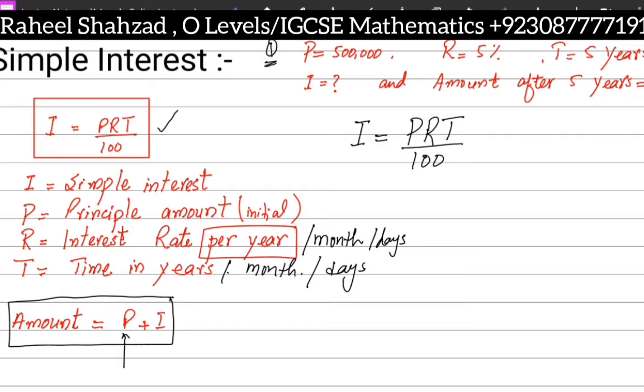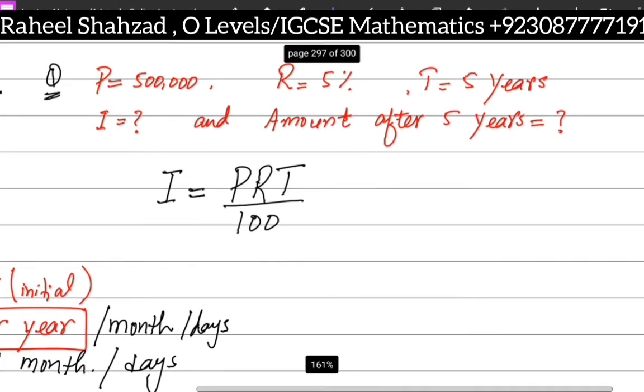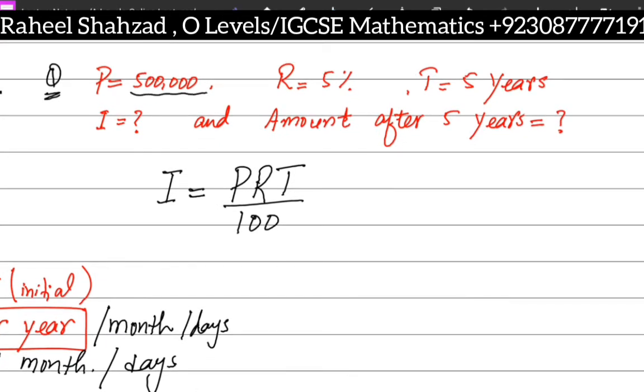Suppose the principal value is 500,000, the interest rate is 5%, and the time is 5 years, and I am asked to calculate the interest. So we will be using this formula here. The principal amount is 500,000, the amount to be deposited initially. The interest rate is 5% per year, and time is 5 years. What will be the value of interest and amount after 5 years?